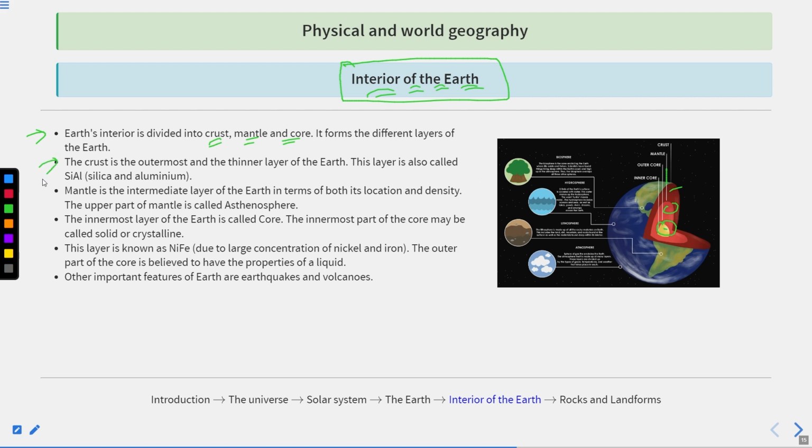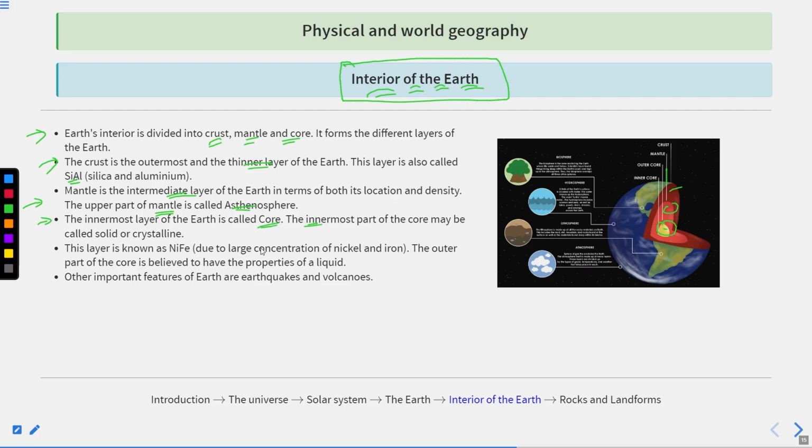Okay. The crust is the outermost and thinnest layer of the Earth, also called the Sial layer because of its silicon and aluminum content. The mantle is the intermediate layer of the Earth in terms of both its location and density. The upper part of the mantle is called the asthenosphere. The innermost layer of the Earth is called the core.